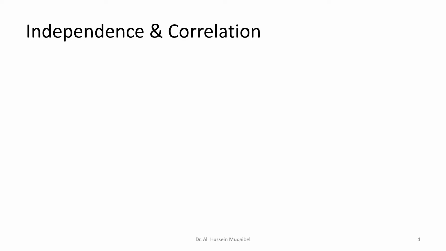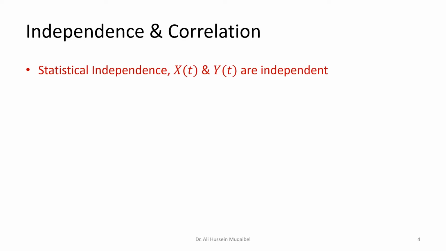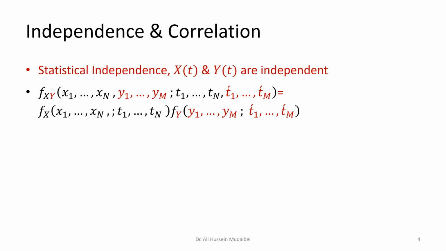For the case of independence and correlation, we can define two random processes. We can declare two random processes to be independent if the joint PDF is equal to the multiplication of the marginal PDFs. Like if you have two variables, X and Y, and you are observing them versus time, weight and height, and they are also incorporating different times, then the joint PDF, if they are independent, is going to be the product of the marginal PDFs.